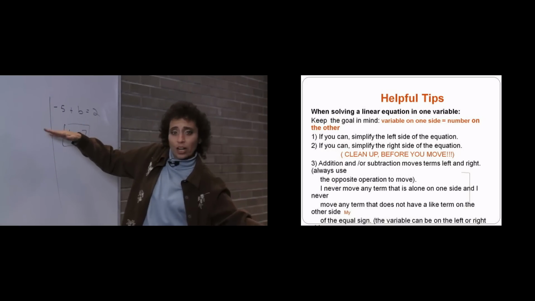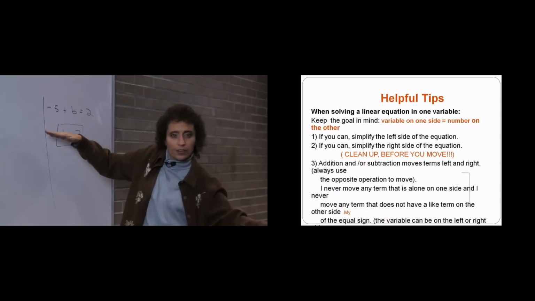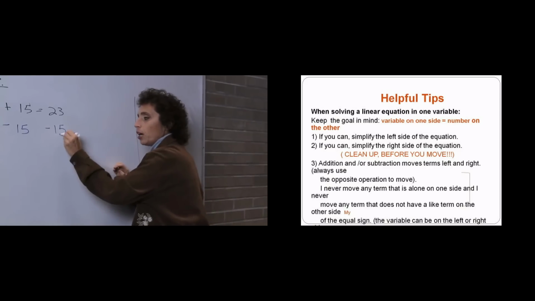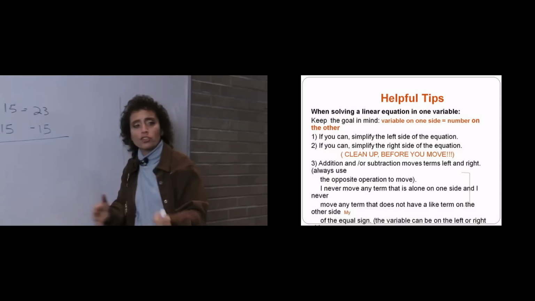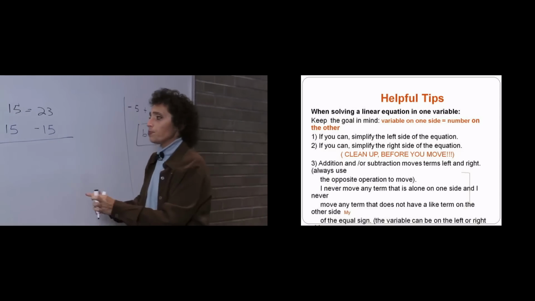So what do I have to do to this side to keep the scale in balance? And you better hurry up because I'm going to fall down. Well, if you subtract 15 on this side, then you have to subtract 15 on this side. So whatever you do to one side, you do to the other. And the reason for that is not because somebody told you to do that, but because you have to keep the scale in balance.